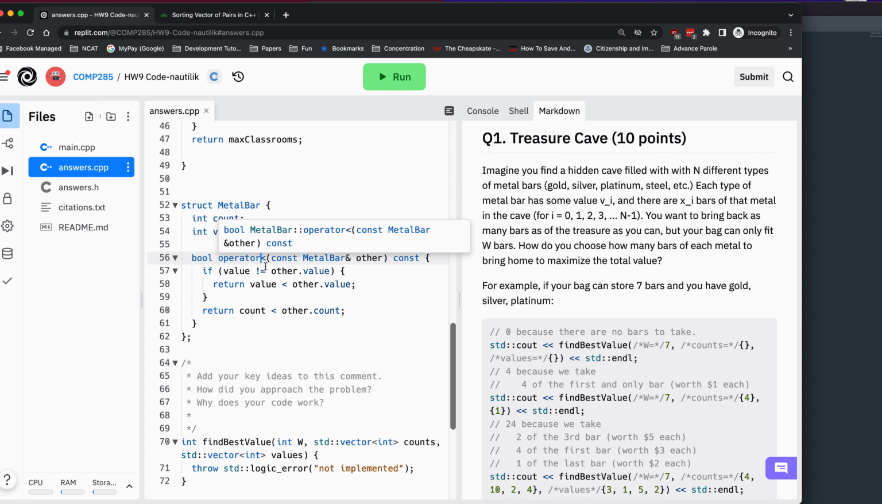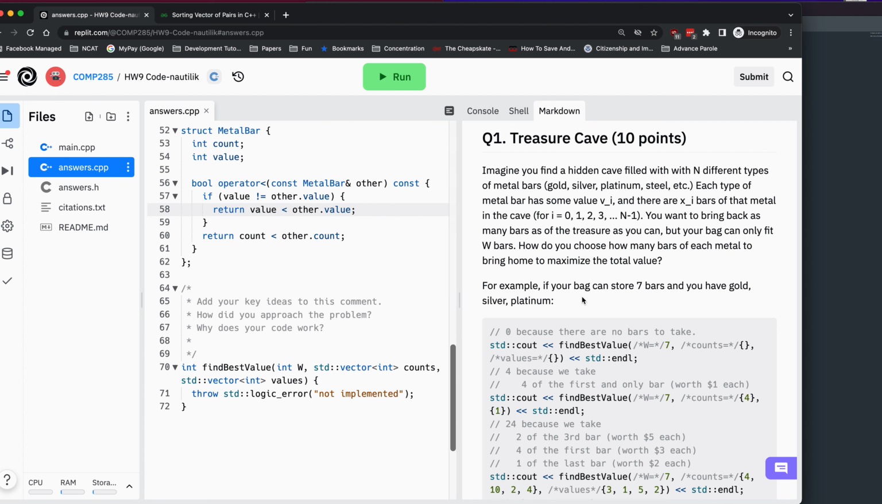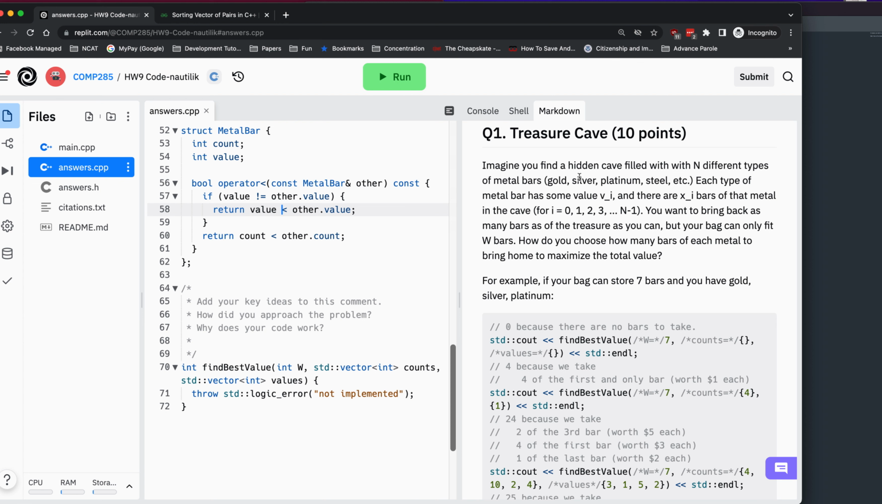So what this means is that when you sort, it is actually going to use this operator to see which element is smaller than the other. So by this definition, you sort first by value. So whatever is in the value, the smaller value is going to be a smaller bar, no matter the count. And then if the values are the same, then a smaller count is going to be smaller, right? So we'll see this in an example, but first let's make sure we understand the problem.